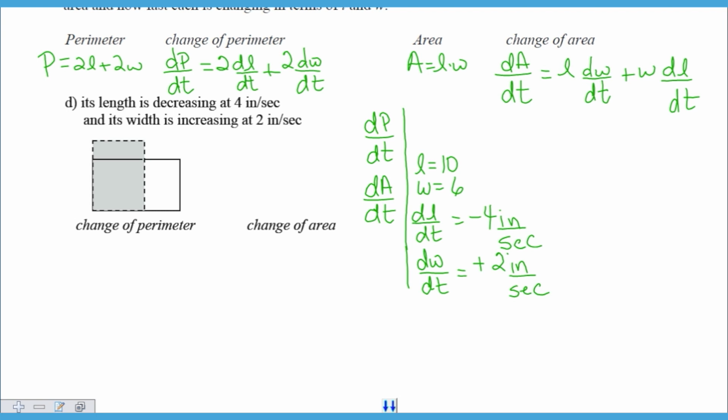Okay. So I've already done the implicit differentiation in the first part. I would do 2 dL/dt plus 2 dW/dt. And that is negative 8 plus 4, which is negative 4. And this is perimeter, so that is inches per second.